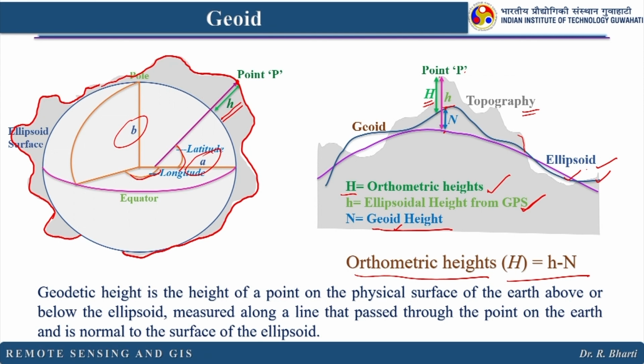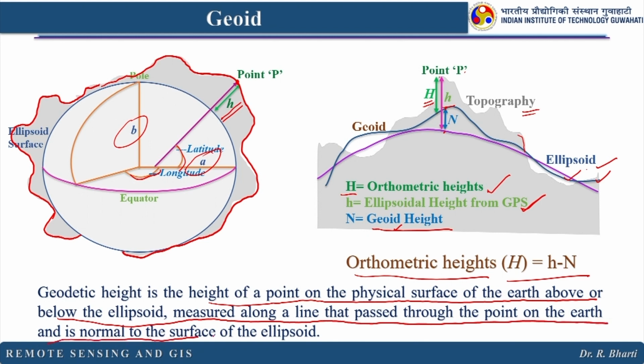Geodetic height is the height of a point on the physical surface of the earth above or below the ellipsoid, measured along a line that passes through the point on the earth and is normal to the surface of the ellipsoid. This is what we have seen here. So this was related to the height estimation of a given point using the ellipsoid and geoid.